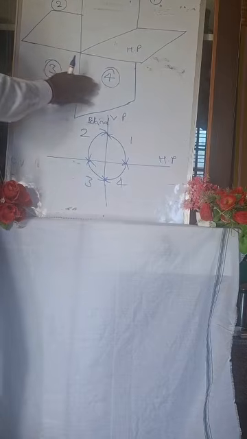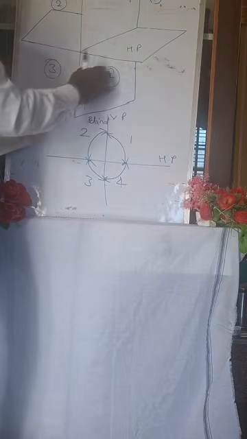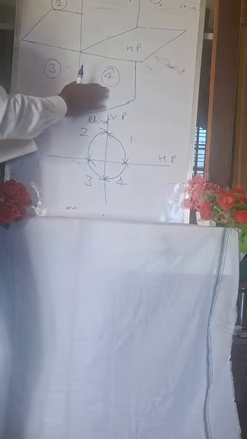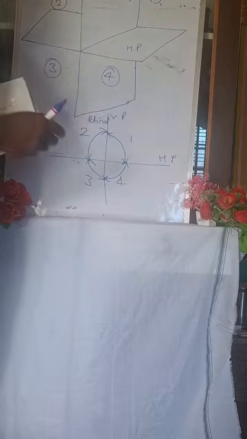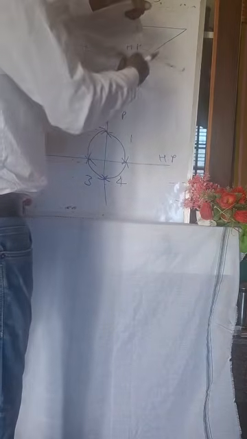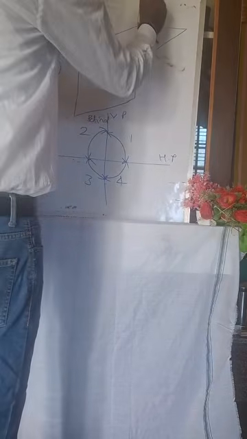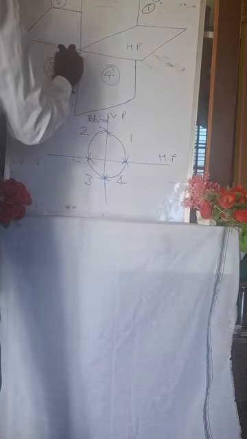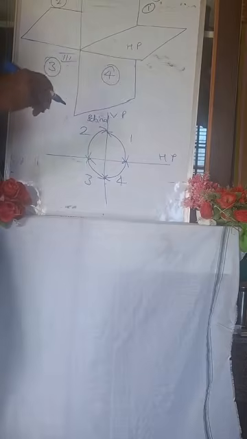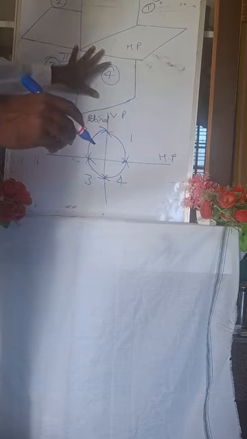And the fourth quadrant is below HP and in front of VP. The fourth quadrant also has overlapping. The first quadrant and second quadrant will be represented in the drawings, as will the first and third quadrant, and the remaining will be overlapping. This is the coordinate system: first, second, third and fourth quadrant.